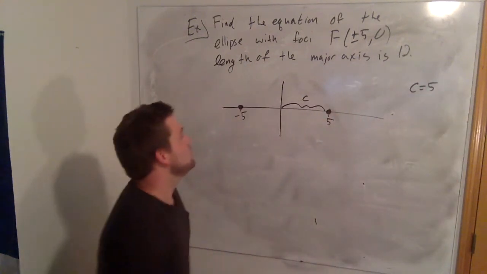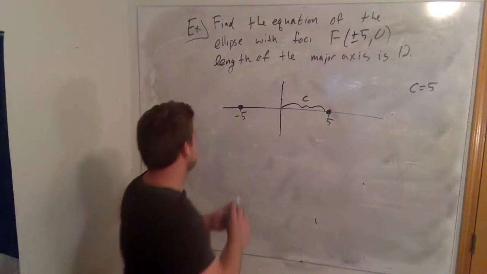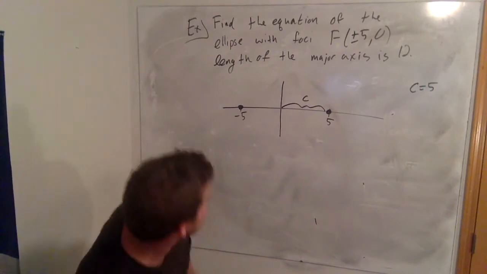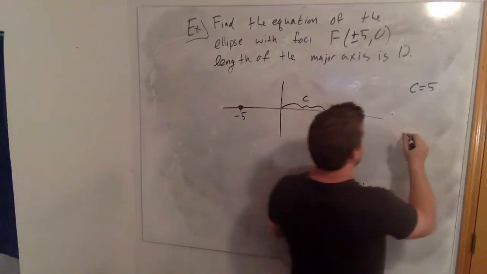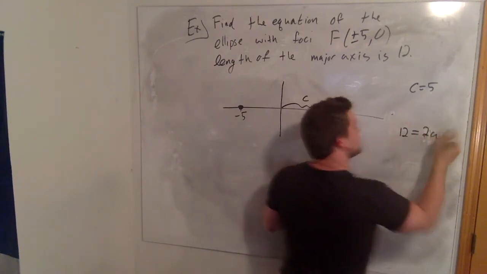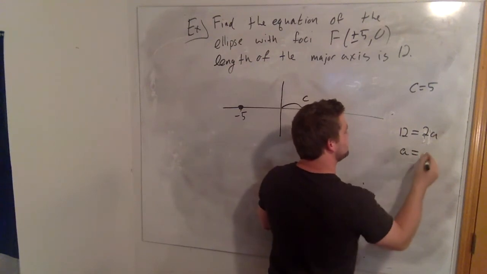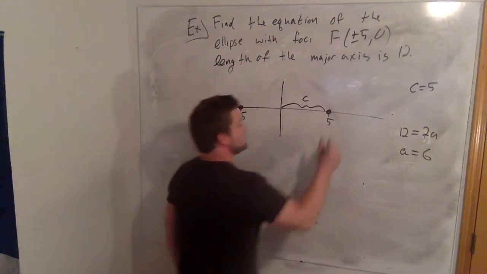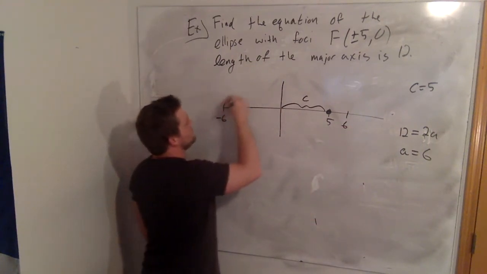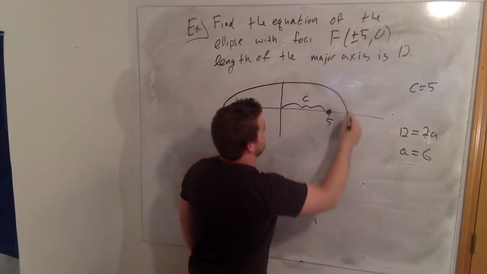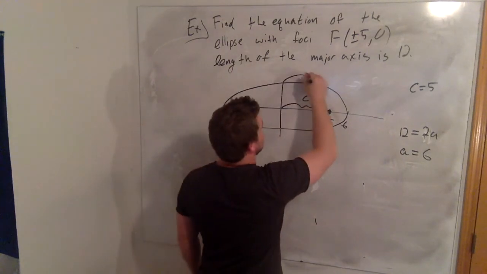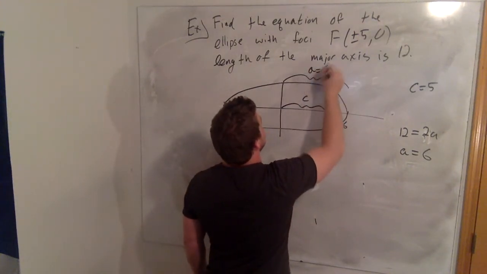Okay, what else do we know? We know the length of the major axis is 12. Remember that the length of the major axis is equal to 2a. So if we divide both sides by 2, a will be 6. So we could write 6 here, and here's negative 6. I don't know if this is exactly how the ellipse is going to look, but it'll be something like this. That tells us that our a is going to be 6.